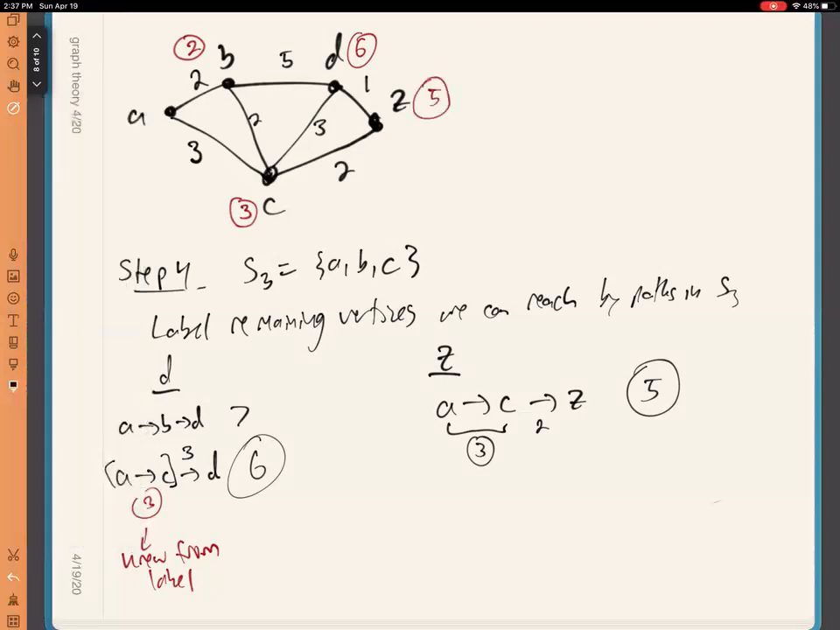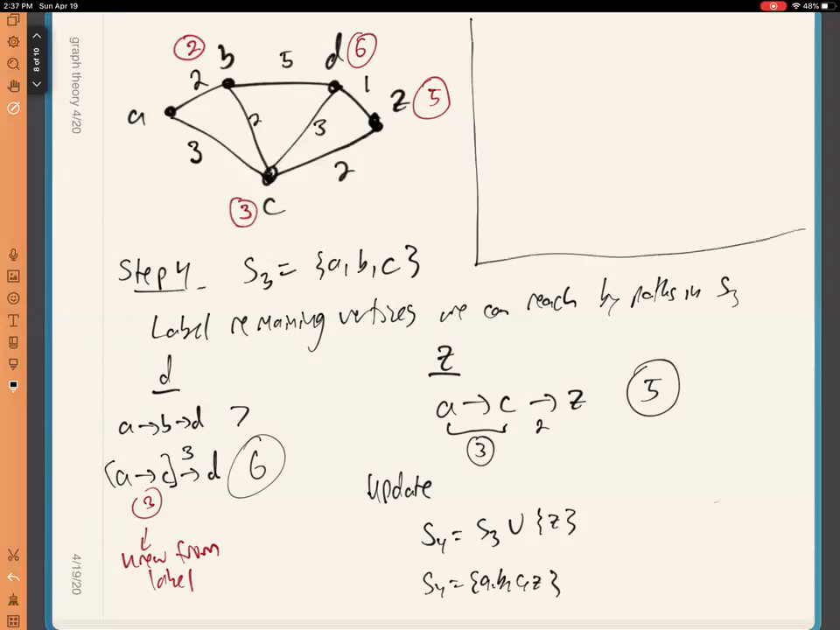And then as we did before, we're going to update the set S, right? So now I'm going to have S4, which is S3 union the vertex with the smallest label. In this case, Z has the smallest label. So I'm going to add Z, right? And so S4 is going to be A, B, C, and Z. And so now I'm going to claim that we're done.